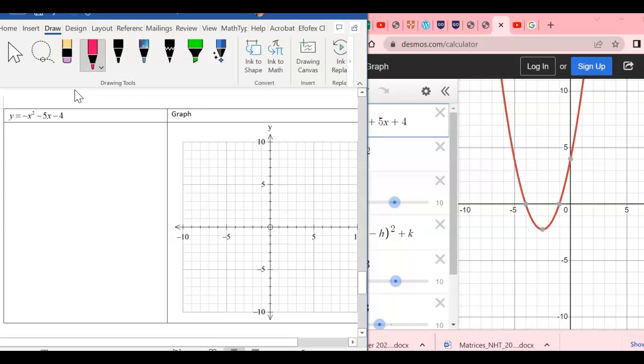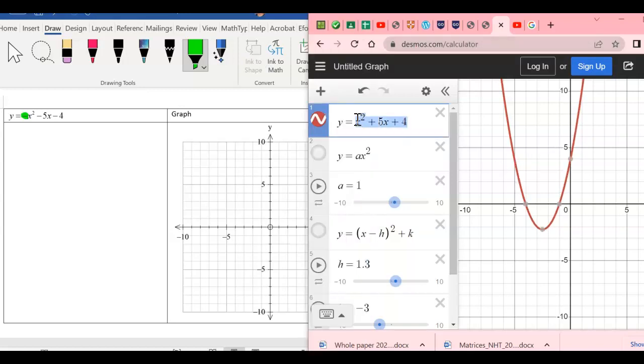Now you can just do it straight from here. I know just by looking at this parabola that it's a negative parabola. See how the coefficient of x squared is a negative number. It's negative 1. So when it's negative, it's going to be reflected in the x-axis. So let's have a look at what that looks like on Desmos before we get the calculator out.